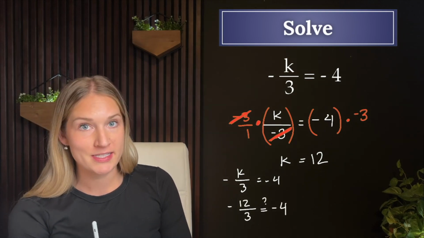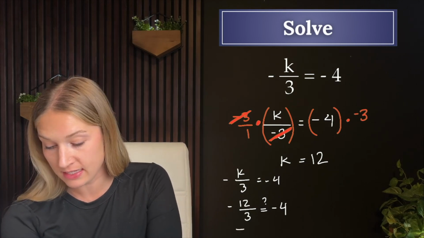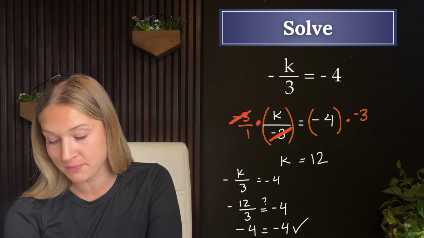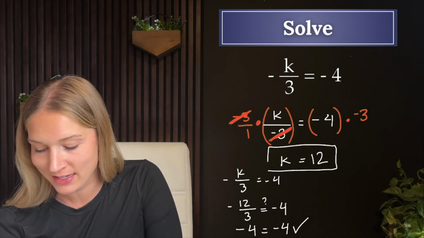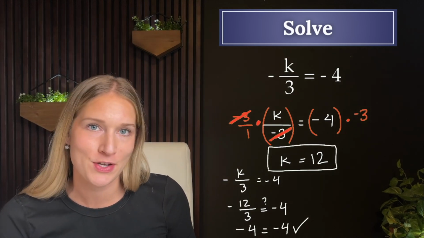Well, on the left-hand side, I'm going to go ahead and do that math. Negative 12 over 3 is negative 4. On the right-hand side, I have a negative 4. That's a true statement. So everything checks out, and I can confidently box my answer. K is 12. So that is an example of solving an equation using multiplication.